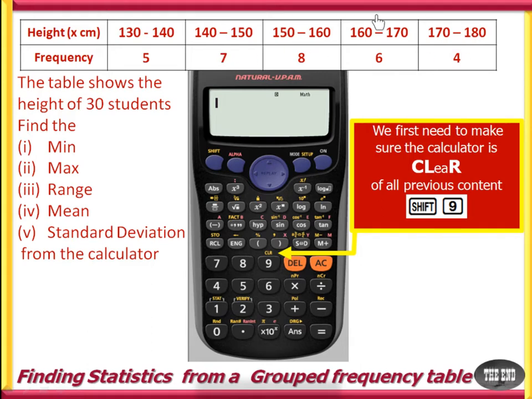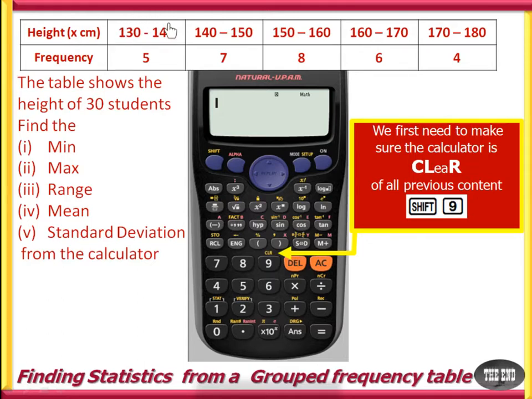So here we have a frequency table. We have height in x centimeters going along the top row and the frequency going along the bottom row. This is a grouped frequency table because we have our heights grouped together.